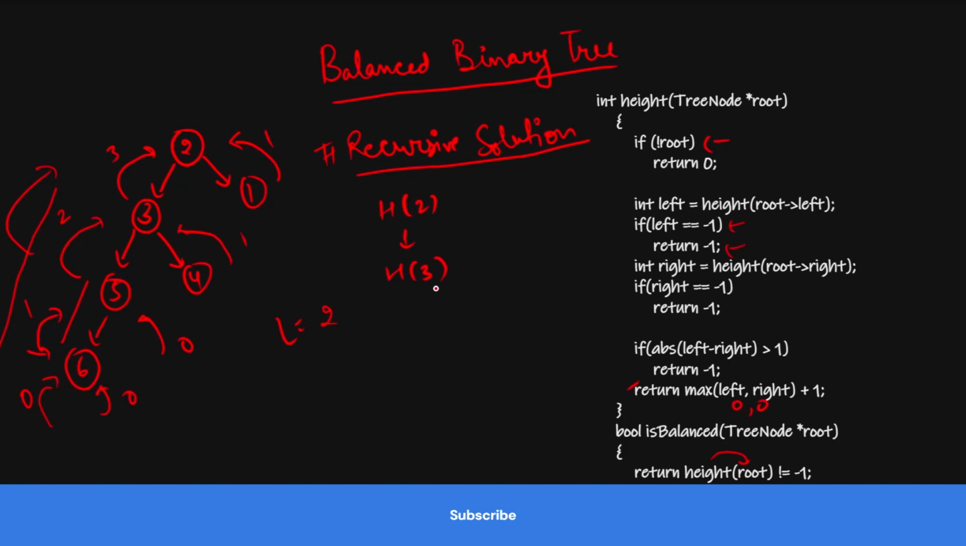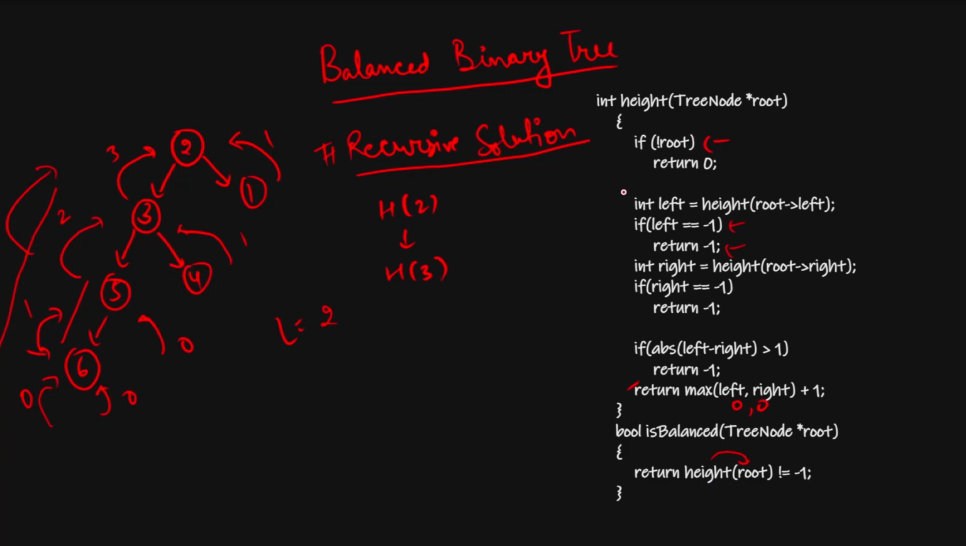Now I will call its right. Its right is 4. It will check that it is not null, so it will call its left, which is null. So for this, left is 0 and right is also 0, so it will return 1. So my right will be 1. Once my right is 1 and left is 2, which is maximum? This 2 is maximum, so I will return 2 plus 1, which is 3. And before moving on, I will check that 2 minus 1 is not greater than 1, so I will return this. So I can say this is done.